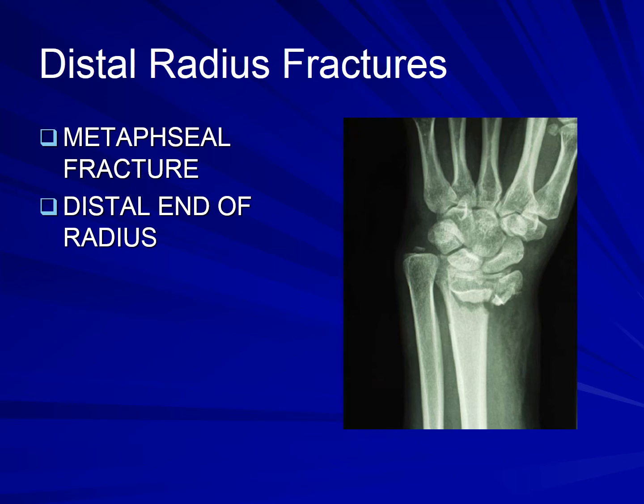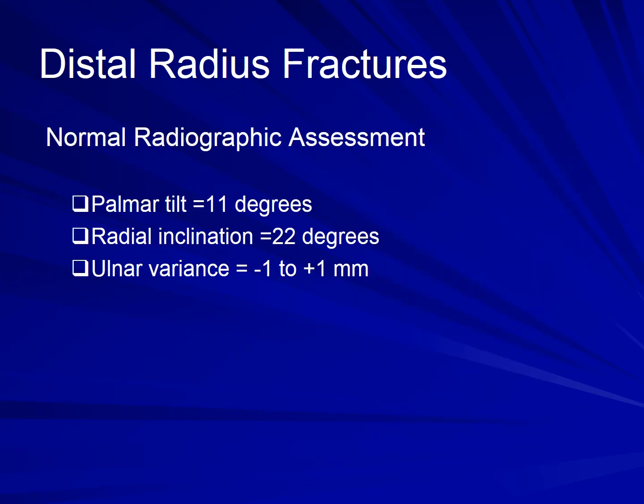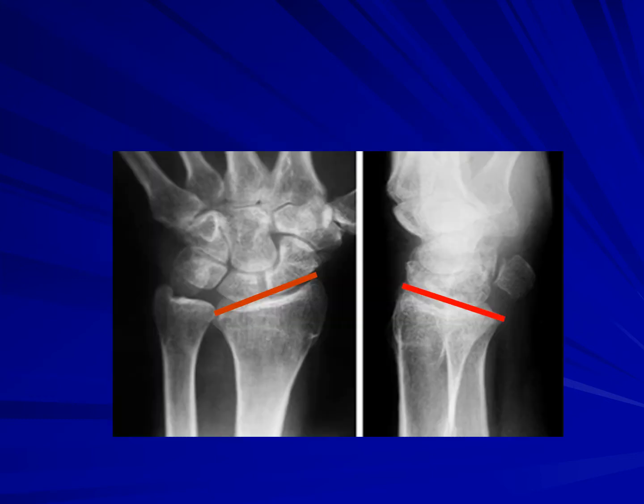As regards the distal radial fracture, this is a metaphyseal fracture. This fracture represents a fracture of the distal end of the radius, and there is a normal radiological assessment of the distal radius showing that there is palmar tilt, meaning that the distal articular surface of the radius is palmar tilted, for about 11 degrees, and there is radial inclination of about 22 degrees, and the ulnar variance from -1 to +1 millimeters.